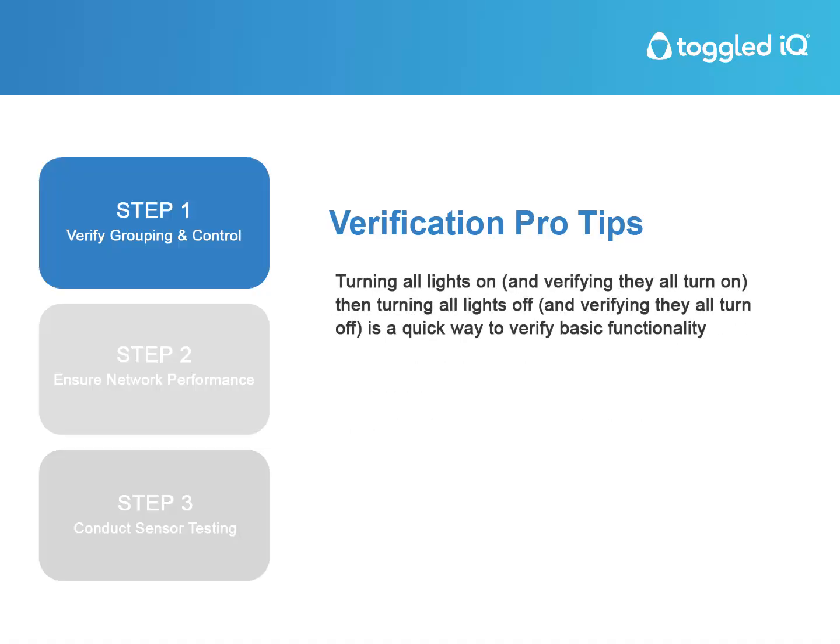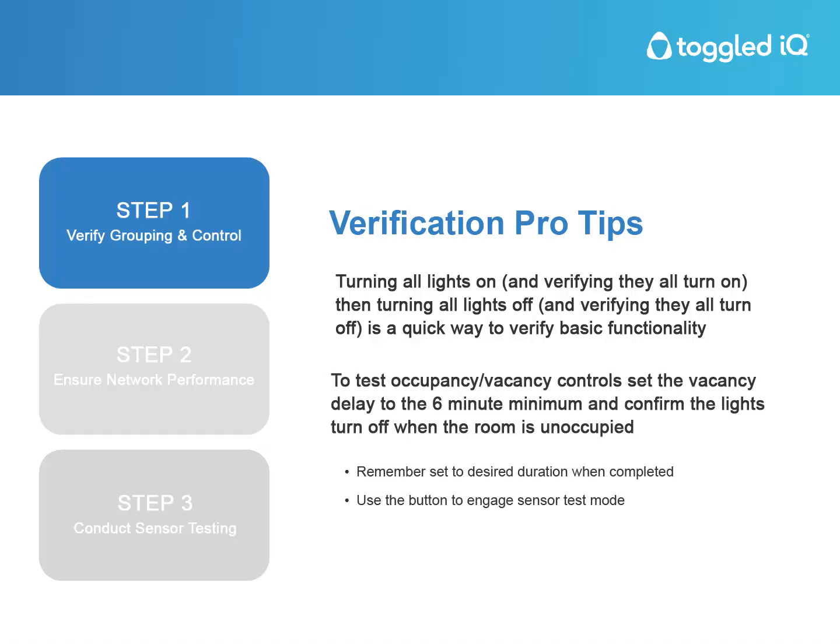Turning all lights on and verifying they all turn on, then turning all lights off and verifying they all turn off is a quick way to verify basic functionality. To test occupancy vacancy controls, set the vacancy delay to the 6-minute minimum and confirm the lights turn off when the room is unoccupied. Remember to set the desired duration when completed. Use the button to engage sensor test mode.